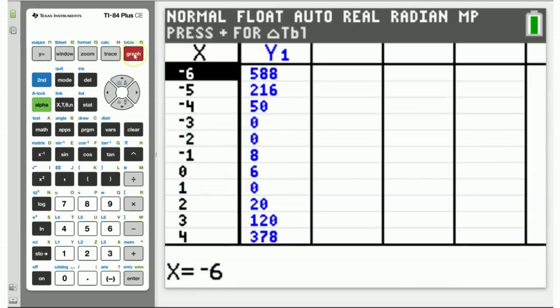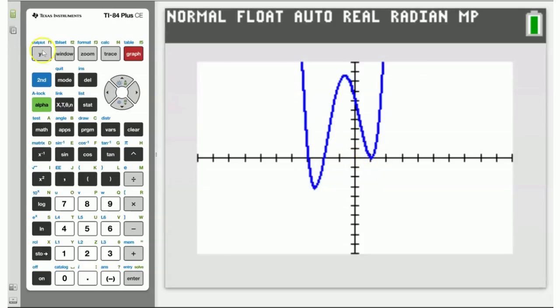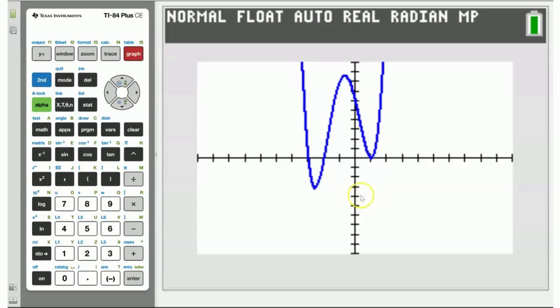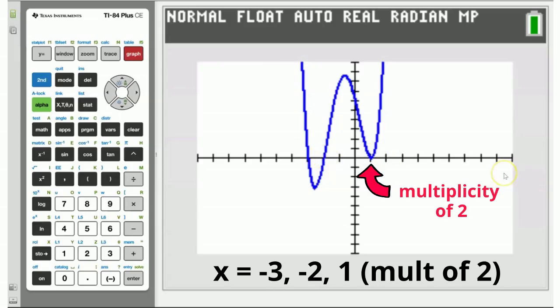But one thing we have to be careful of is that here it hits in 3 spots, but the degree on this equation is 4. So I really need 4 answers, not just 3. But it's not terrible because here I can see it is tangent when x is equal to 1. So if it is tangent, that means there is a multiplicity of 2. This answer counts twice. So if we go back to the page, we can say the solutions are at x equals -3, -2, and +1 with a multiplicity of 2.